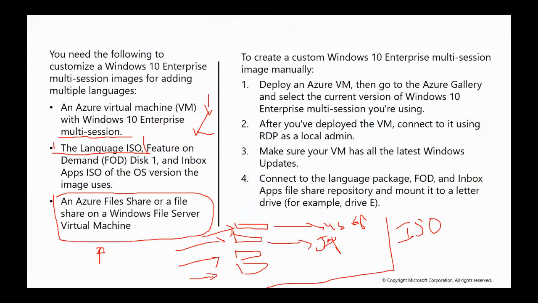You can follow or you can do the customization that you want. To create a custom Windows 10 multi-session image manually, you need to deploy the VM, then go to the gallery and select the version that you want. After you deploy that, connect to it using the virtual machine. Make sure that it has the latest Windows updates, add the language pack, and then after that, you use sysprep to prepare this image for being used by other users. So these are the steps you should follow, and you're going to see that also in the labs.